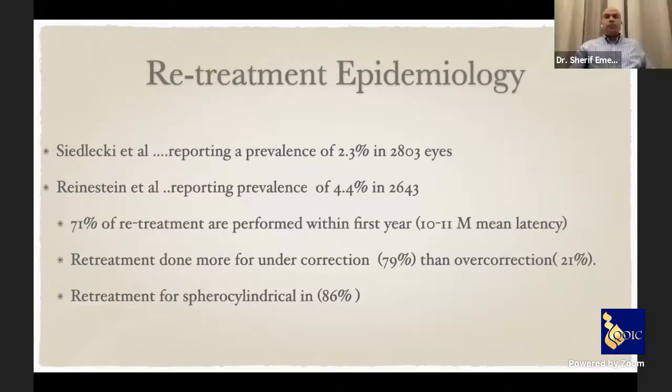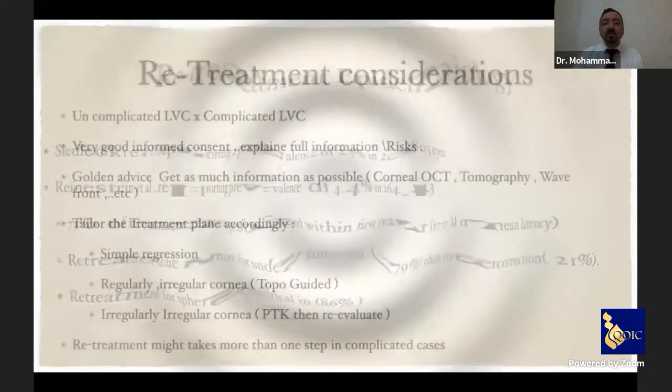So this is an important clinical point. We need to wait enough time, at least 6 months, and maybe up to 10 months, before making the decision of intervention. The retreatment was done more for undercorrection than overcorrection. So we, as refractive surgeons, tend to undercorrect. And the retreatment, of course, was for residual astigmatism in 86%.